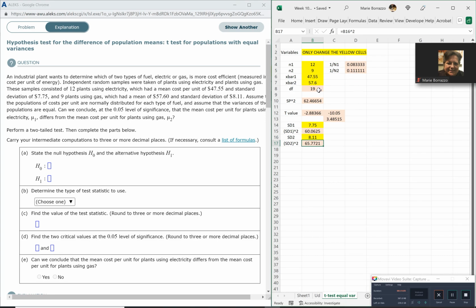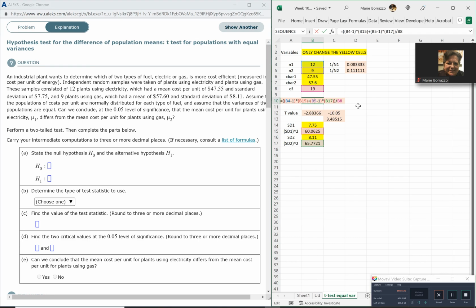This is your degrees of freedom, because you're going to add these two together to get 21, minus 2, leaves you with 19. In this formula, we use the standard deviation squared. It's like a corrective measure we use, where we take the standard deviation of both, calculated to be 62.46654, which is the formulation. I'll talk you through it in a minute.